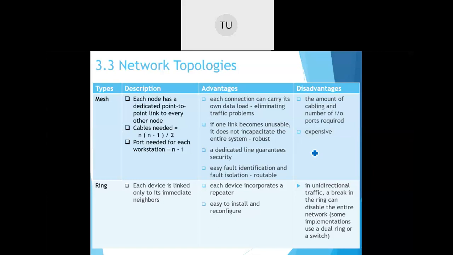it is more expensive. Okay, for ring topology, each device is linked only to its neighbor. Each device incorporates a repeater, easy to install and reconfigure. The disadvantage is in unidirectional traffic, a break in the ring can disable the entire network. Like the ring just now.